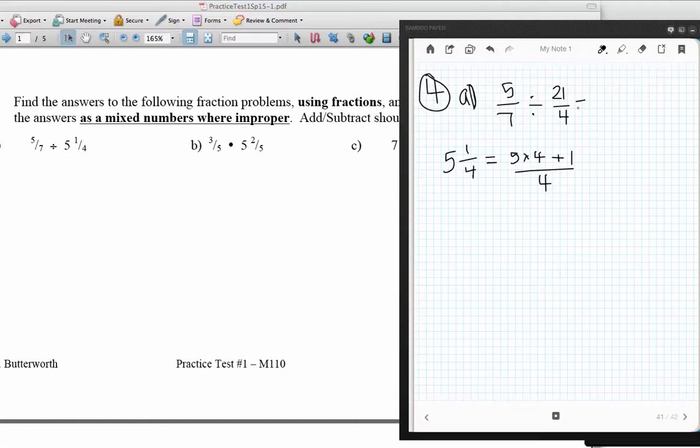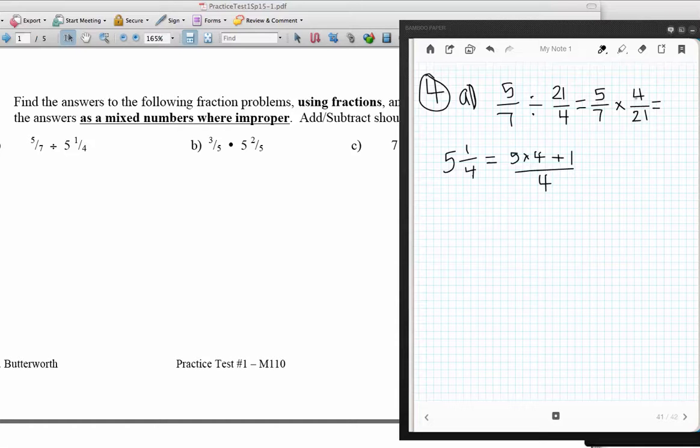Now, to divide fractions, I multiply the first number, called the dividend, by the reciprocal of the second number, the divisor. The reciprocal just flips the fraction over. So 5/7 times 4/21. And then I can look for some canceling. Canceling is just dividing out common factors. If I have something in the numerator and something in the denominator that has a common factor, I could divide those out. But 5 and 21, 5 and 7, 4 and 21, or 4 and 7, there are no common factors. So I'm going to simply multiply.